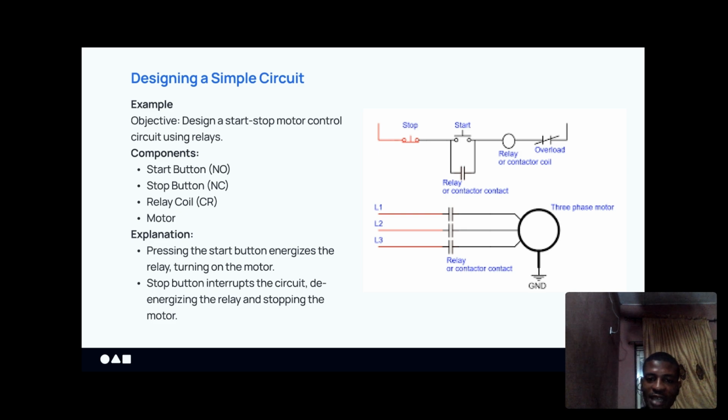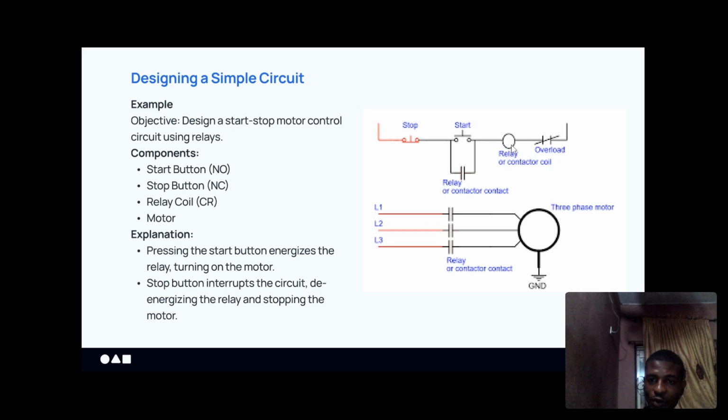The control side would usually involve a single phase, like the live and the neutral. The live part of the circuit enters from the top of the circuit. It enters from the stop button. Like I said earlier, the stop button is a normally closed button. Then it goes to the start button. The start button is a normally open button. Then we have the relay coil.